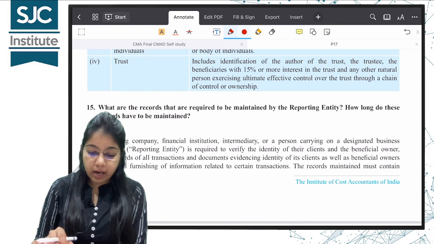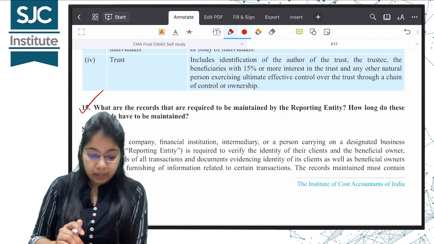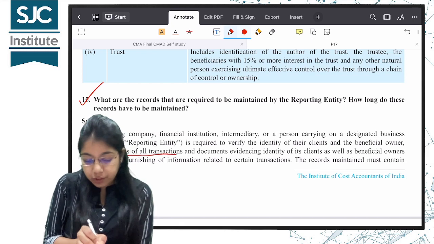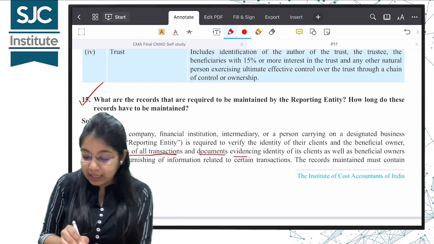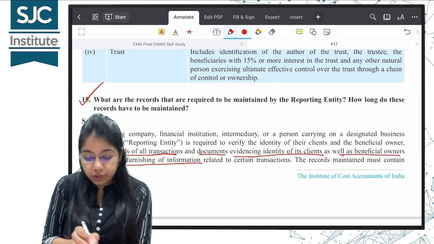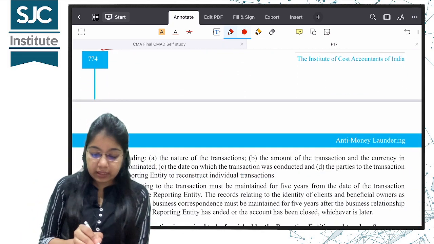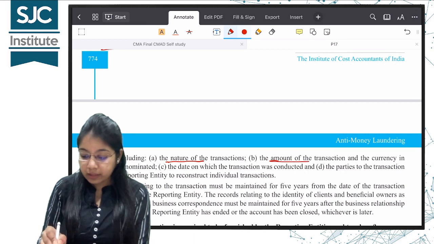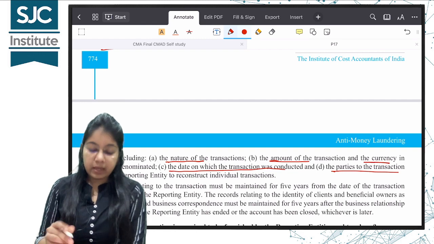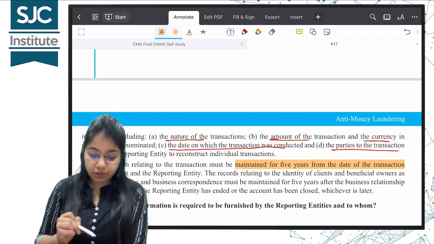What are the records required to be maintained by the reporting entity, and how long do these records have to be maintained? So every reporting entity has to maintain records of all transactions and documents evidencing identity of its clients as well as the beneficial owners. And these records must contain the nature of transactions, the amount, the currency, the date on which the transaction was conducted, and the parties to the transaction. And the records have to be maintained for a period of 5 years from the date of transaction.